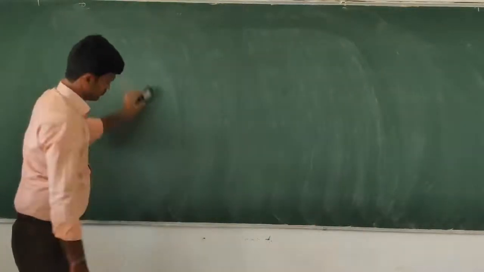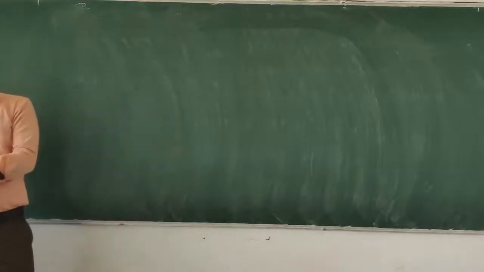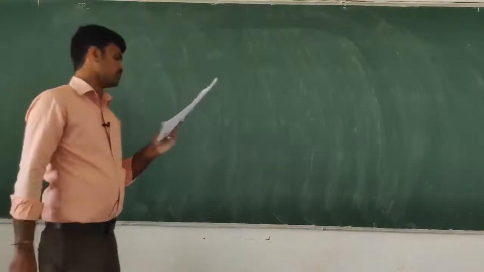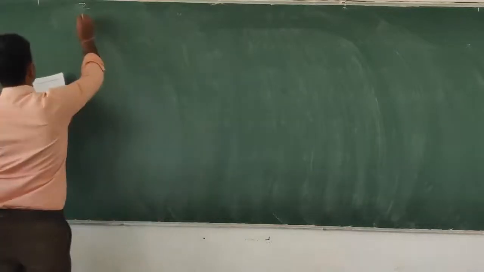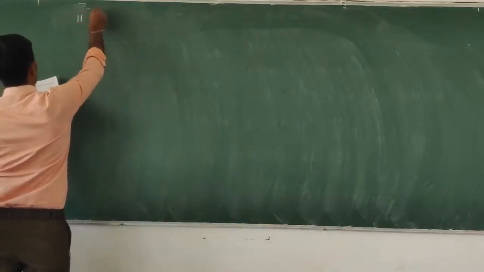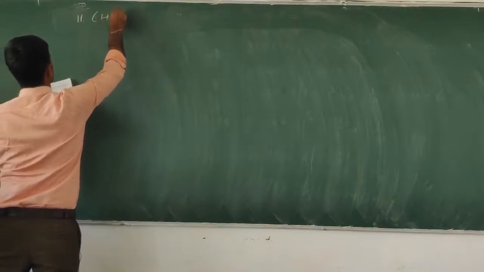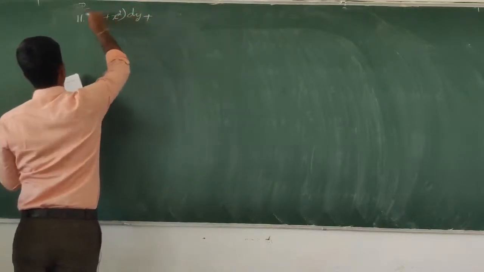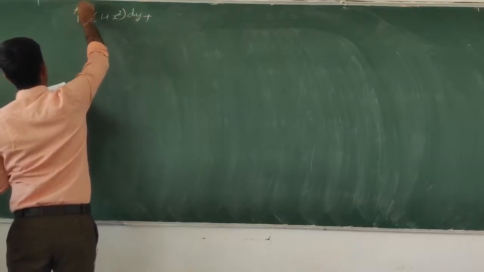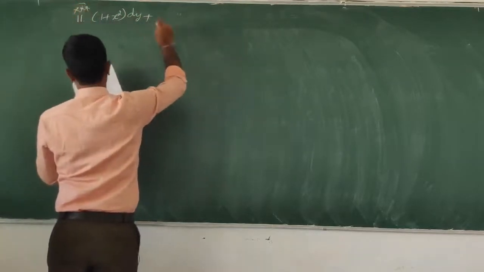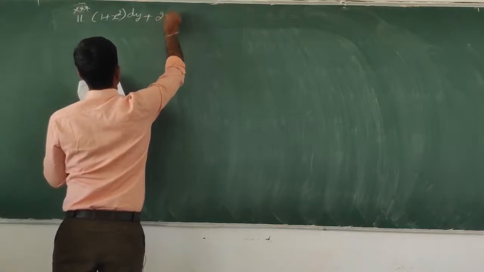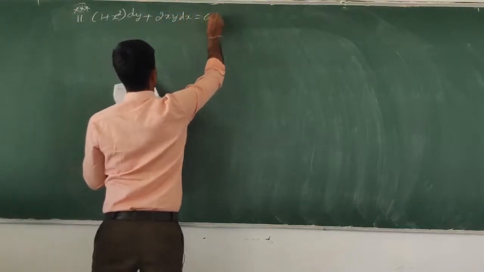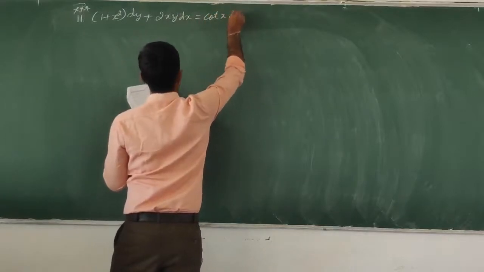Eleventh problem, this is also important. They have asked this problem many times, actually many times. The problem is 1 plus x square into dy plus 2xy into dx is equal to cot x into dx. Very easy, very important. 2 to 3 times 5 marks they have asked.